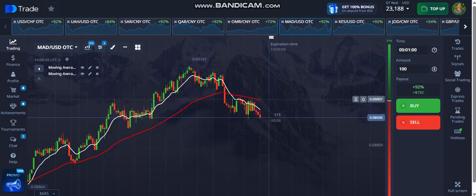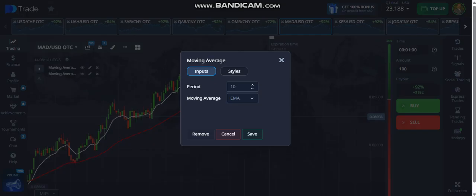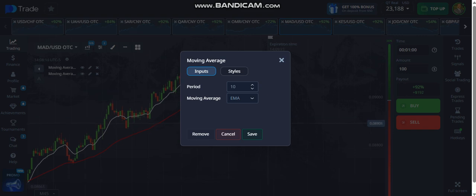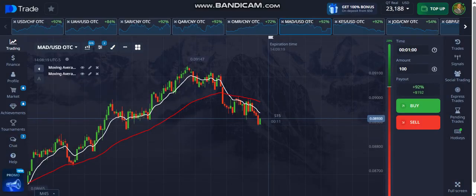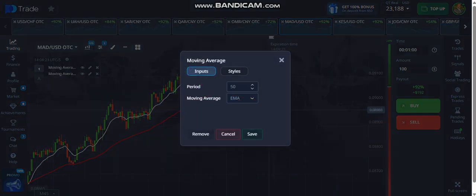and then the first moving average, I'm going to set it up to period 10 EMA. And the second moving average is set to 50 period EMA.